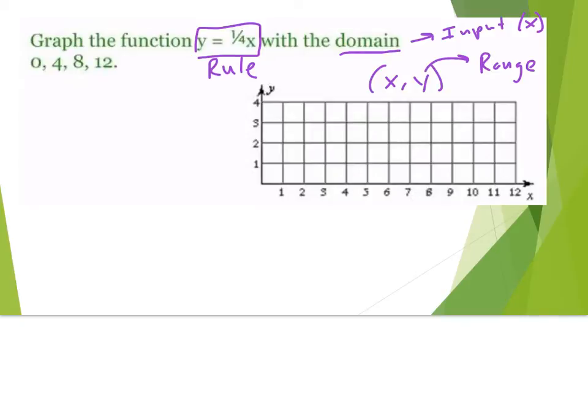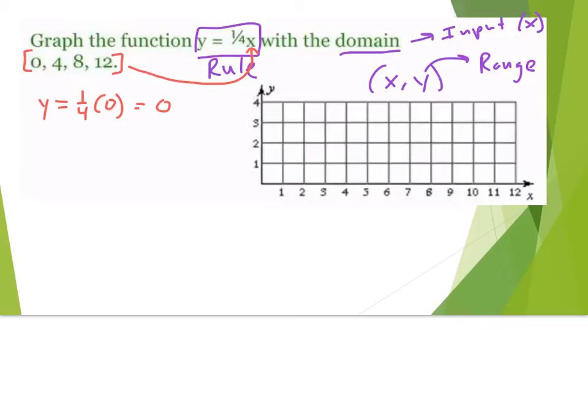Well, to find my output from my input, maybe I take my input and plug it into the function. Interesting how that works. So I'm going to do that in the space provided right here. I'm going to take my inputs of 0, 4, 8, and 12, and plug them into my function rule for x. So, first one, I'm going to plug in 0, so I have y equals, I'm going to leave y because y, remember, is my output, 1/4 times 0. 1/4 and x are written next to each other, so that means multiplication. So what's 1/4 times 0? Oh, geez, we got a fraction, but nevertheless, that's 0.